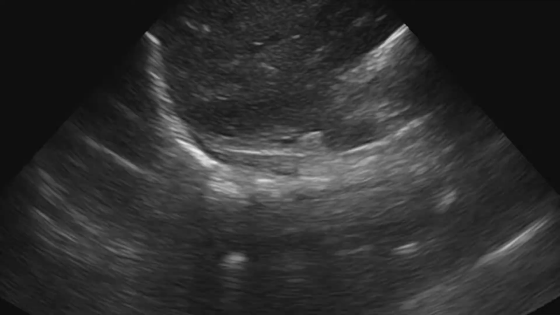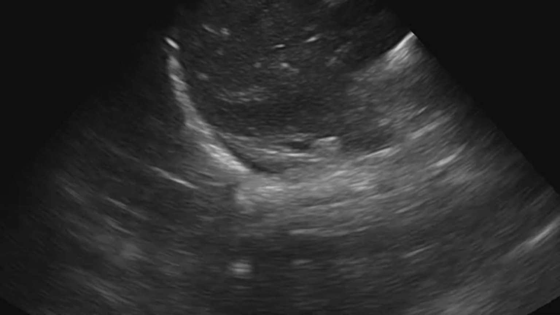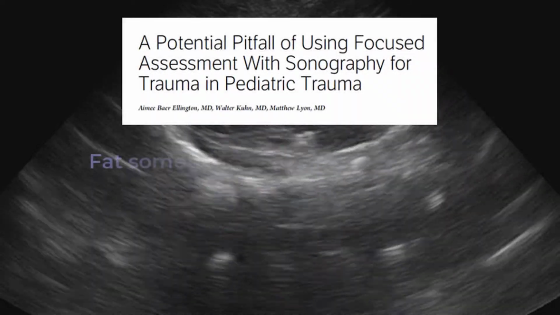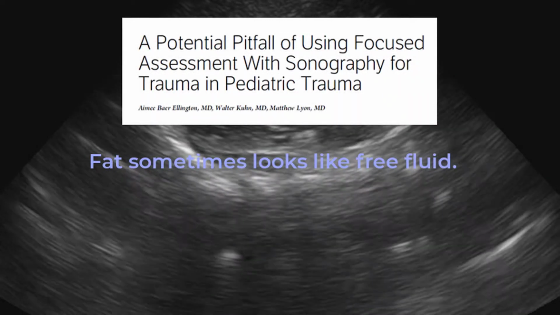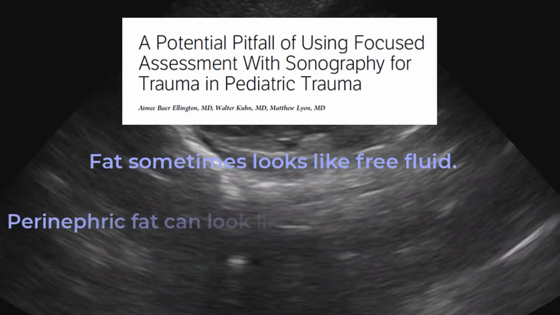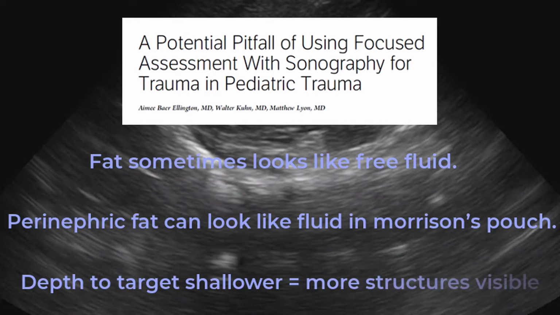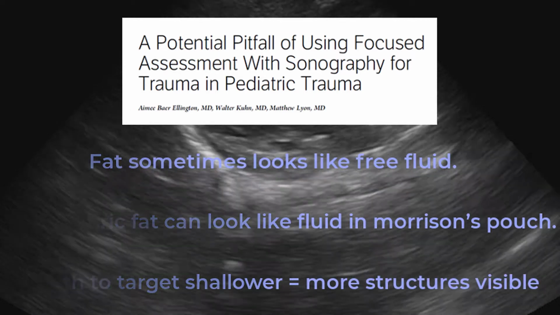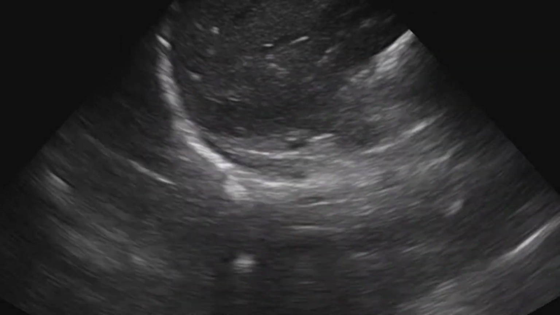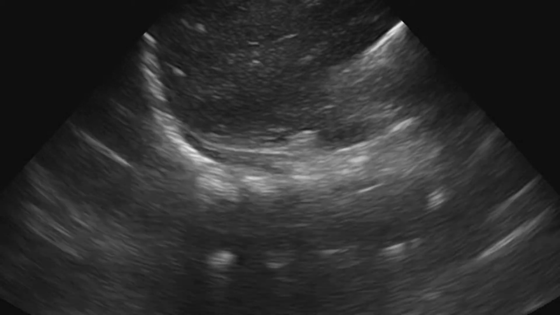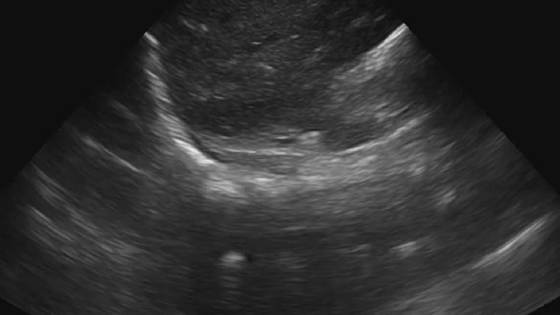What about the perisplenic and perihepatic views? In a review and case series by Ellington et al., you learn that fat can look like free fluid in the perinephric space. Also, children's smaller overall size reduces the average depth of image structures, so more detail is visible. This is why the diaphragm may be visible as a thin black stripe over the liver.